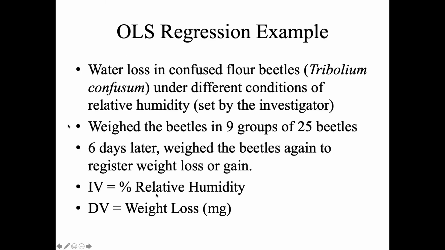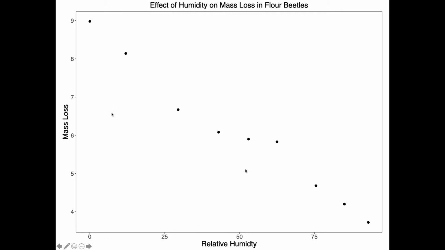Oh, I didn't show you the data actually. Oh, here are the data. We have relative humidity going from 0% up to 93%, and we have the weight loss of the beetles. When we make a plot of this, it looks like the lower the humidity, the greater the weight loss, and the higher the humidity, the less the weight loss. Our question of this data set is, is the relative humidity leading to a loss of weight in flower beetles? It looks like it is, because it looks like this would have a negative trend.